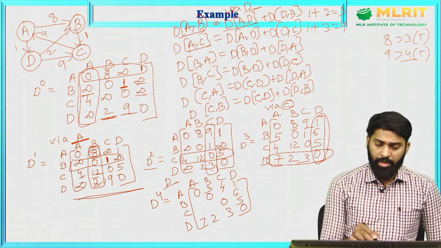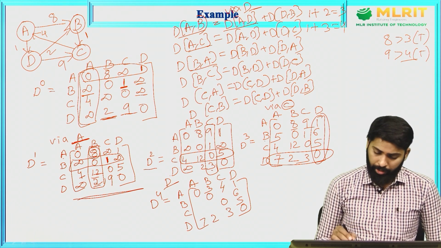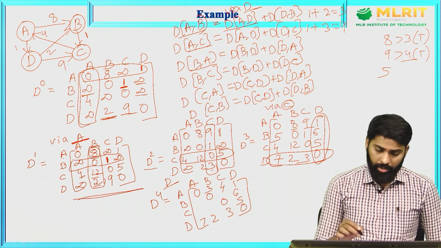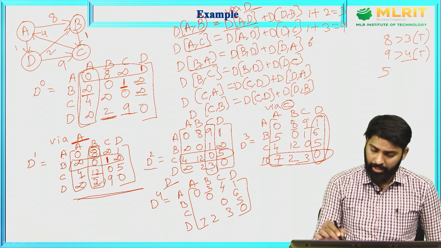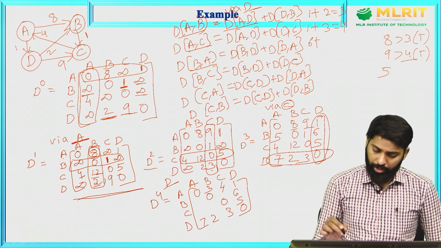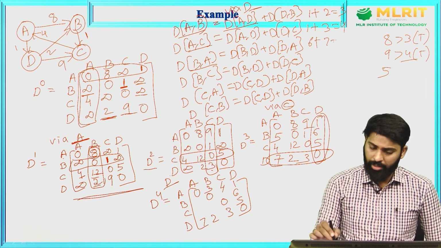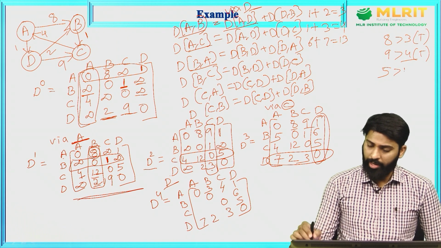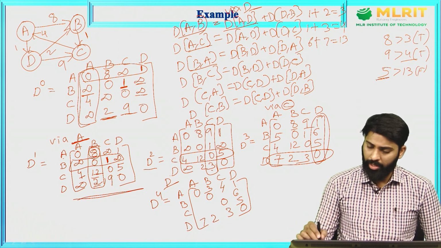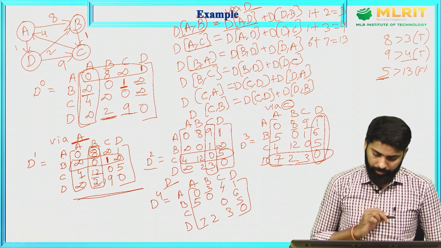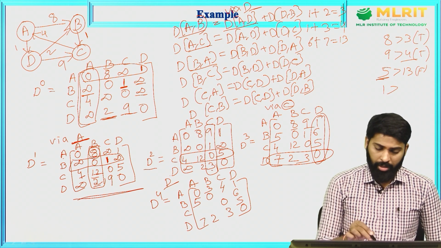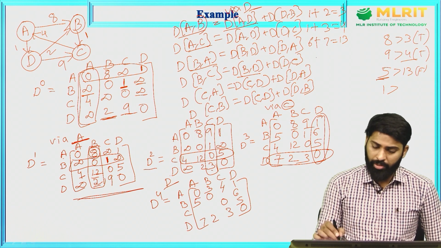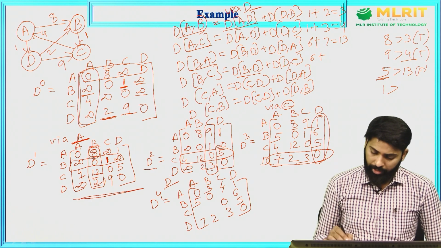Okay, next one, B to A. What is the actual value of B to A? 5. Now distance of B to D is 6 plus distance of D to A is 7, that is 13. So 5 greater than 13, false. So I consider 5 only. So next, B to C, actual value is 1. Now you find distance of B to D is 6 plus distance of D to C, 3.